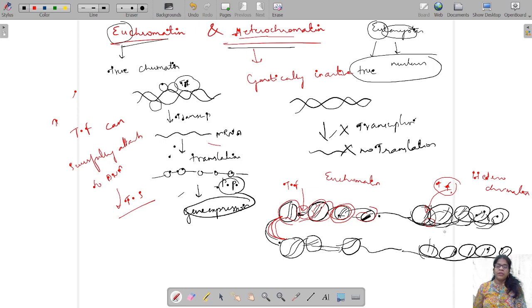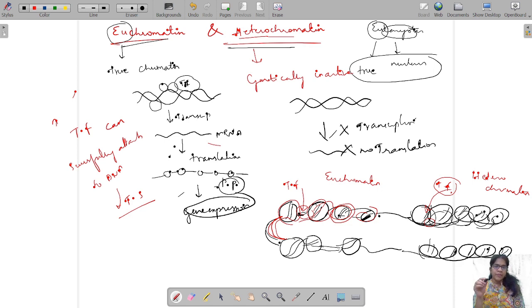So whatever factors are present can't attach to your DNA, and hence the DNA can't be transcribed and translated in the process that normally happens. So heterochromatin is commonly called the inactive part of your chromatin, and euchromatin is the active part. Hope you got an idea of the differences between euchromatin and heterochromatin.